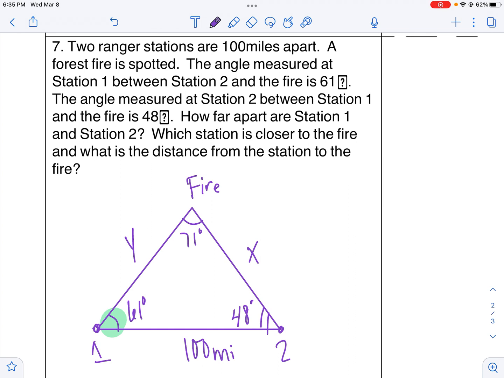So we know station 1 and station 2 are 100 miles apart. That's already kind of answered for us. I want to know which station is closer and what's that closer distance. So what's the shorter of the two distances?